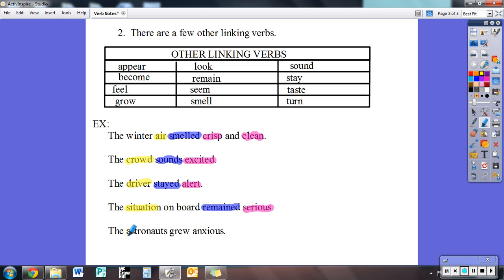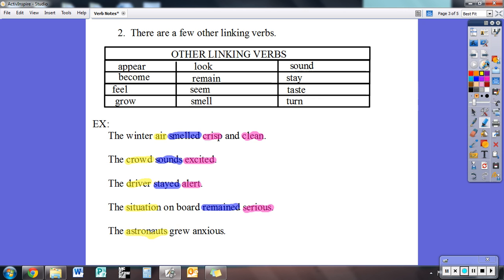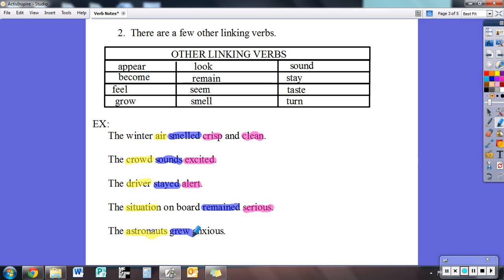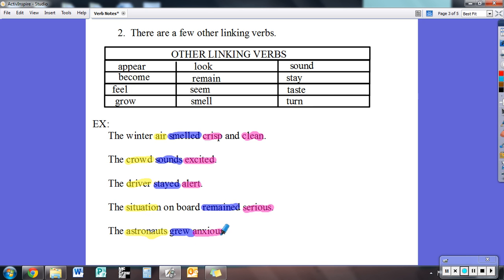The astronauts grew anxious. Astronauts is what the sentence is talking about. Grew is on my list, so I know that's my verb. Anxious is describing how they began to feel. Is that connecting to the astronauts? Yes, it is. So grew is being used as a linking verb.